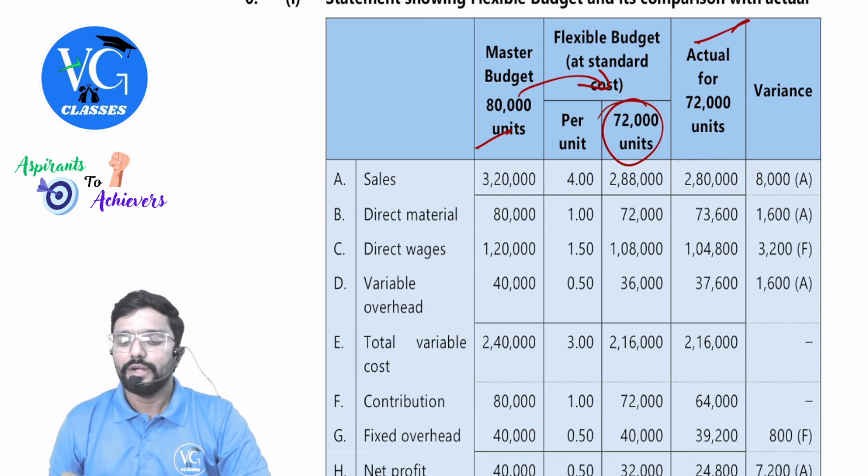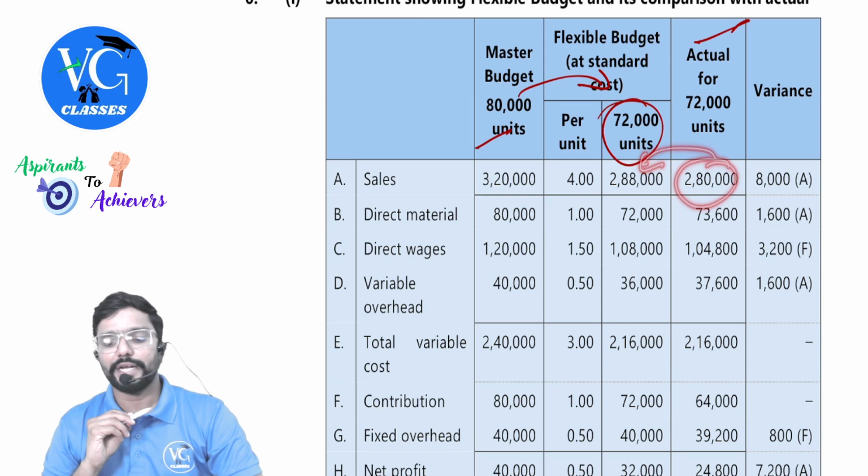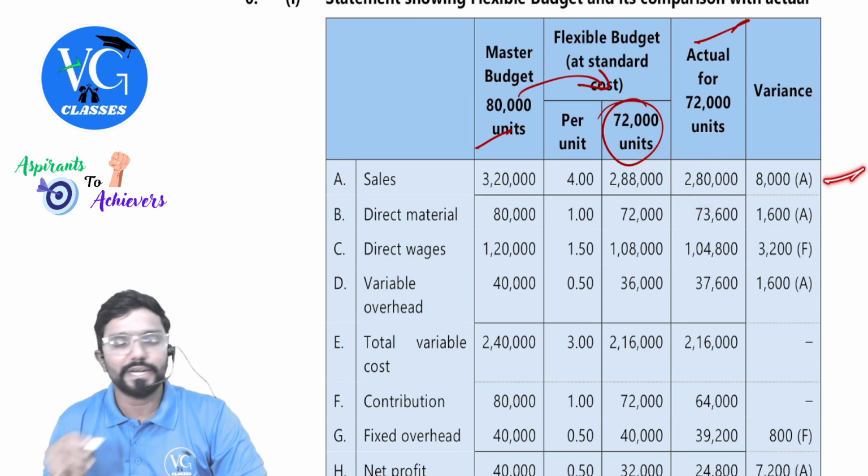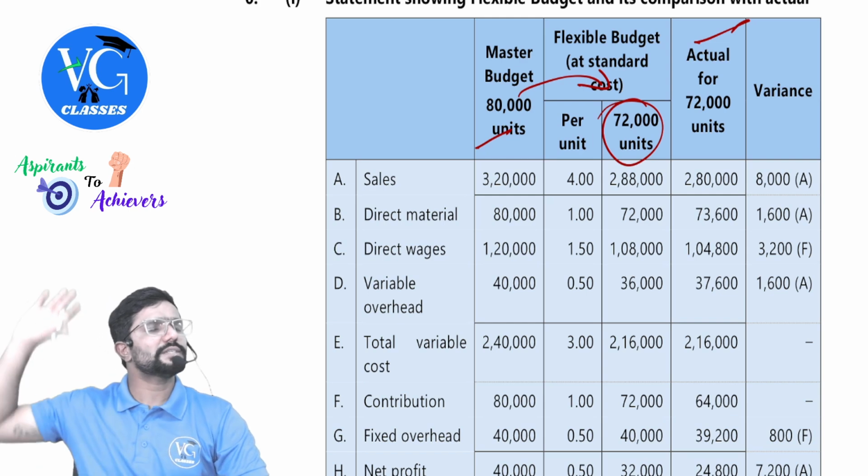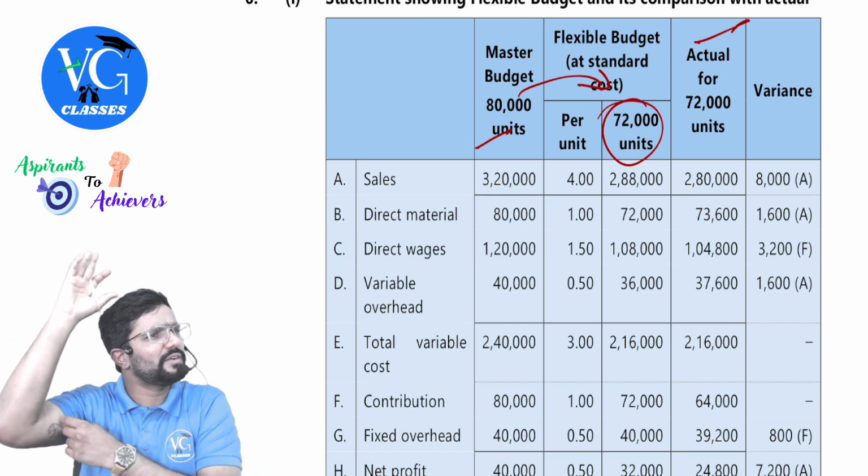Okay, sir. Now, actual is less than budgeted. That means favorable or adverse? 8,000 adverse. Sir, something else was given in the question. Some 40,000 adverse, sir. No.